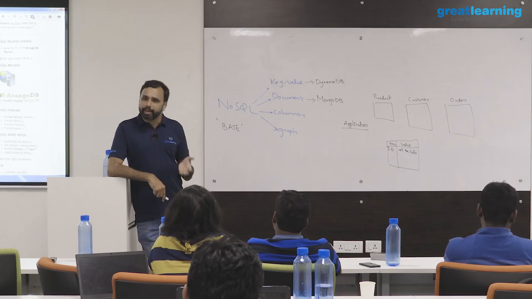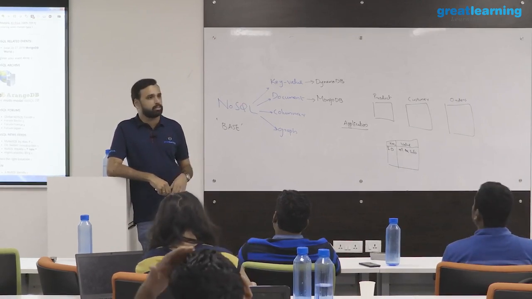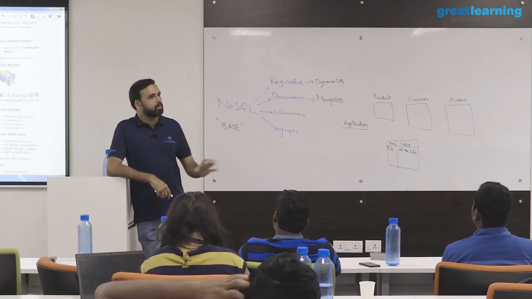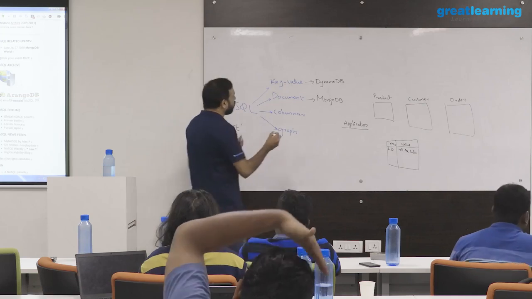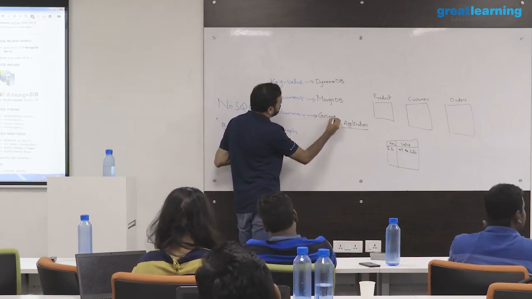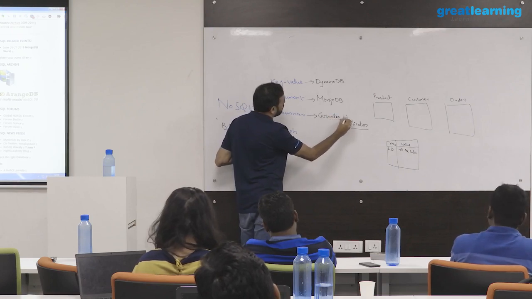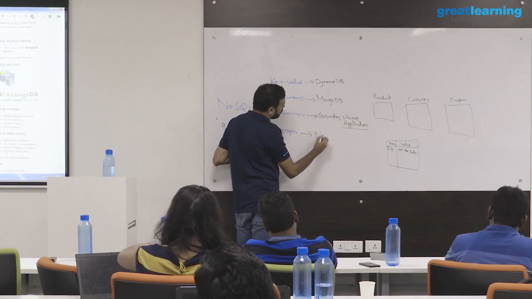So you can even use it for transactions. There are many customers who use Cassandra and all for transactions. Not financial, I'm saying, but very reliable and all. So columnar is where Cassandra comes in. Cassandra, HBase and all come in. Graph is where Neo4j comes in.